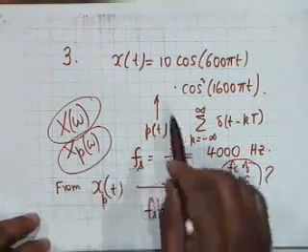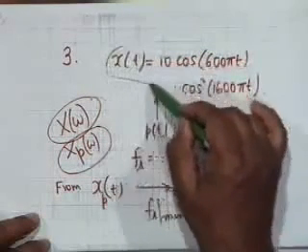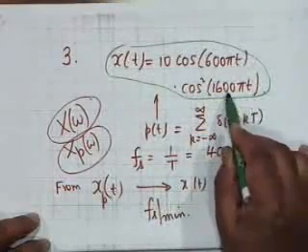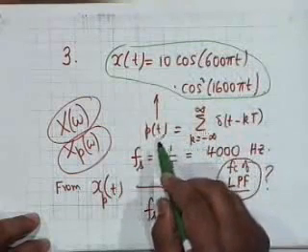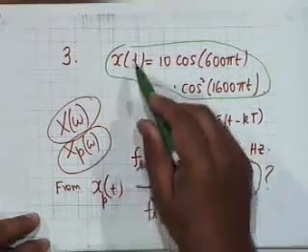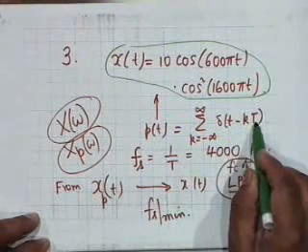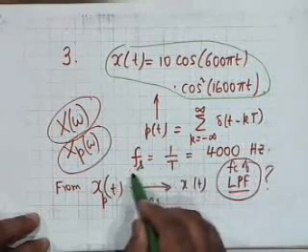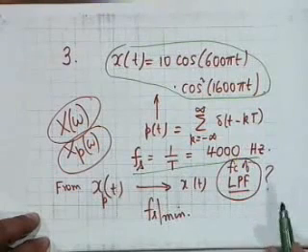Let me state the problem again. Given this signal x of t equal to 10 cosine 600 pi t multiplied by cosine squared 1600 pi t, this signal is sampled by the usual impulse sampling, that is, it is multiplied by p of t, which is a chain of delta functions, capital T distance apart, such that capital T is given by this relation, that is, sampling is done at 4000 hertz.